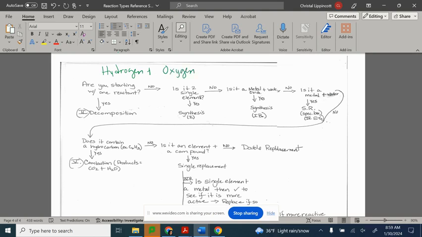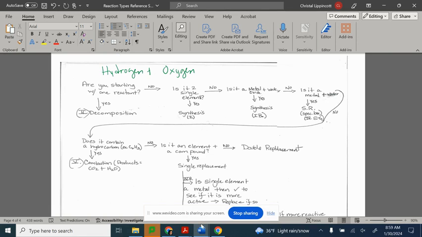So are we starting with one reactant? Is there just one thing here? No. So we're going to go over here. Is it a single element? Is this a single element? Is this a single element? Then this is a synthesis reaction 1.